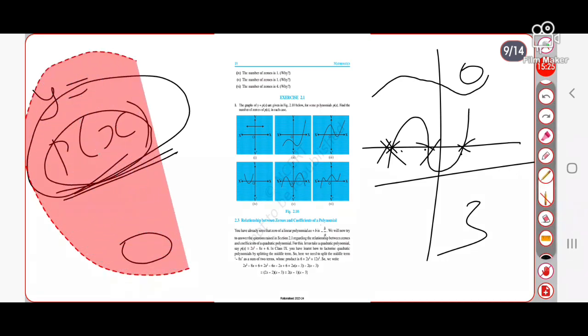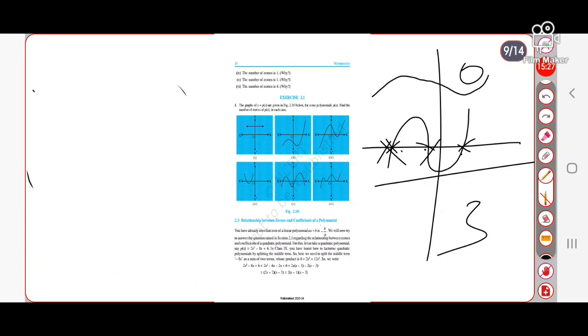So for the first question, see the first question that is being given here, this one. How many times is the line touching the x-axis? 0. So what will be the number of zeros in p of x in each case? That is the first case. The number of zeros is simply 0. That's it, because it is not cutting any point on the x-axis.